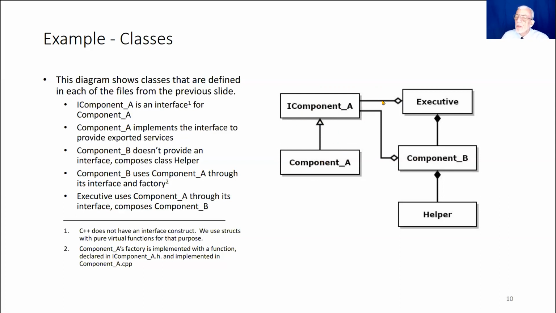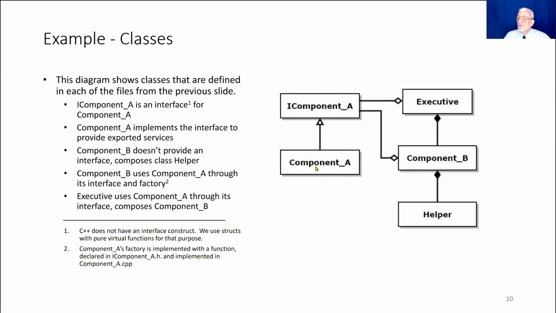And these will be smart pointers. Standard unique pointers are very typical that give the executive and component B access to component A. Now, the important thing is that these guys get access to the interface, not to the implementation details.